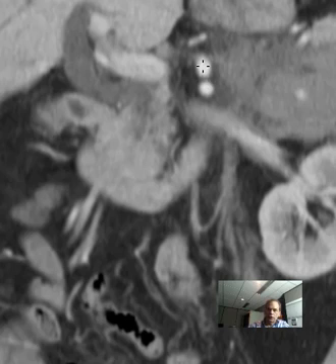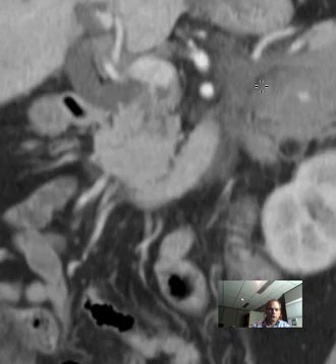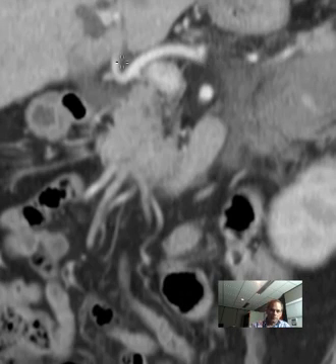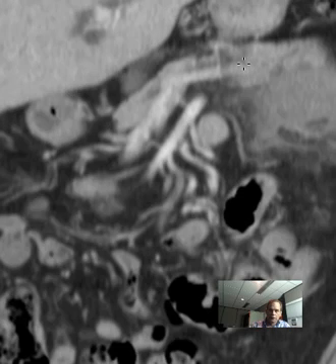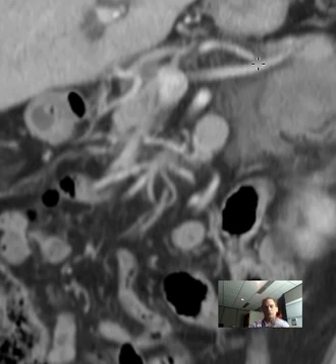Now let's see, if this is a celiac artery, it should give off a hepatic artery this way and a splenic artery this way. So don't make me a liar. All right, hepatic artery going off that way and splenic artery going off that way.